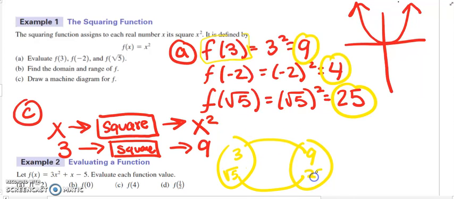Square root of 5 comes out to 25, and of course there's an infinite number that we could use, but we have these 3 that we're working with right now.